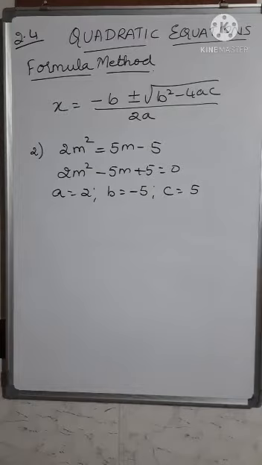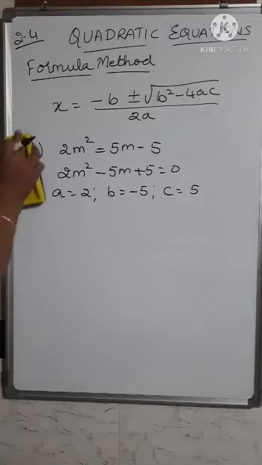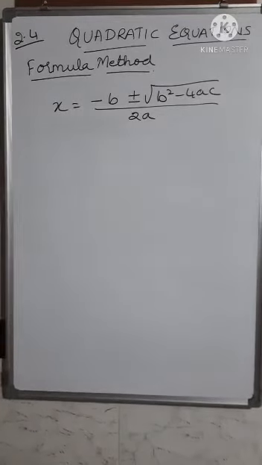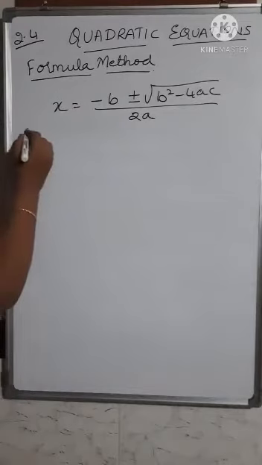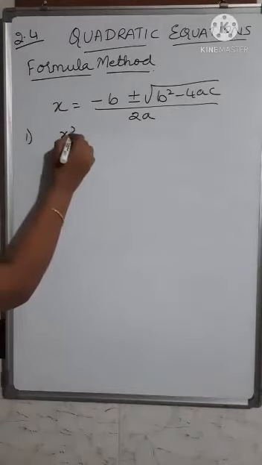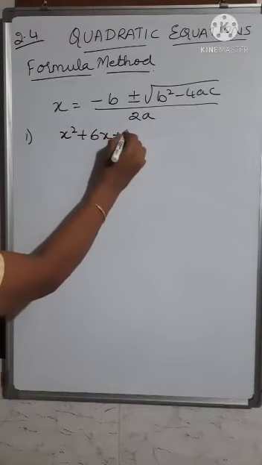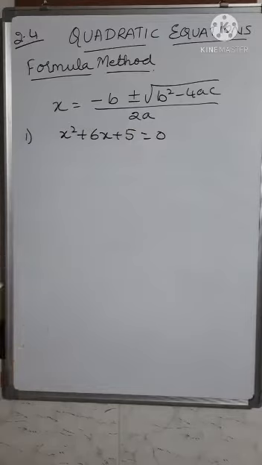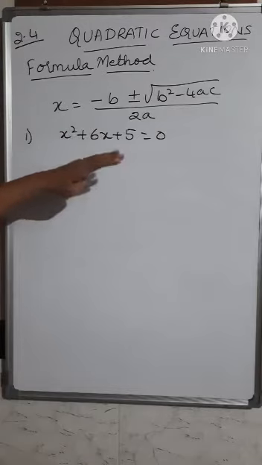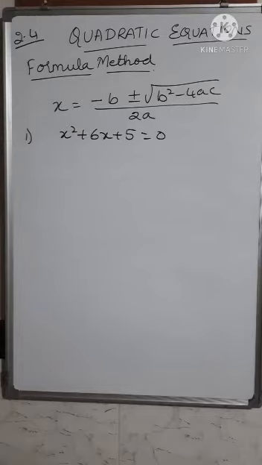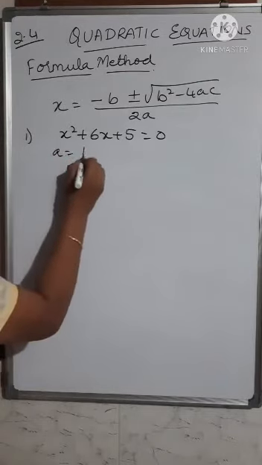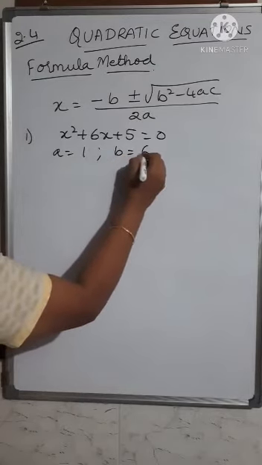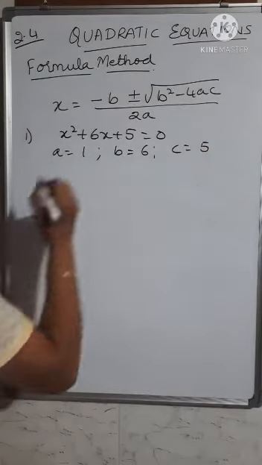The second problem is to solve using the formula. They are given a few problems where you have to use the formula and find the roots of the quadratic equation. The first problem is x square plus 6x plus 5 equal to 0. Check whether it is in the standard form. If it is, write down directly the values of a, b, c. If not, write it in the standard form first. Here a is equal to 1, b is equal to 6, and c is equal to 5.